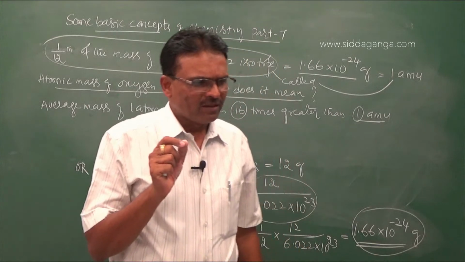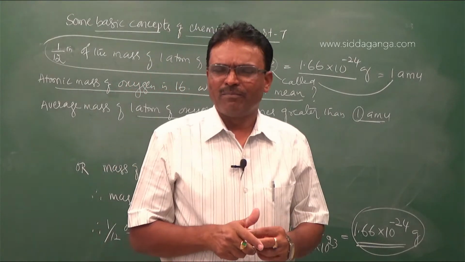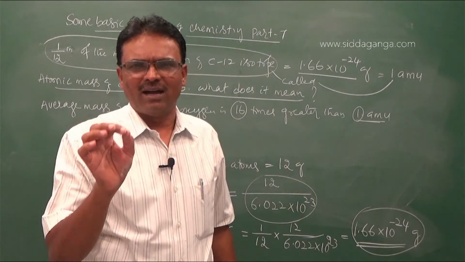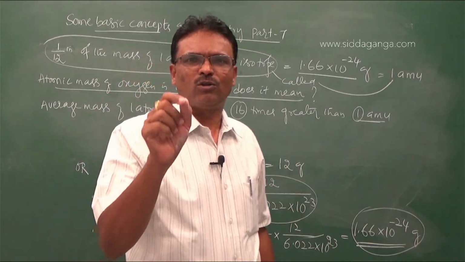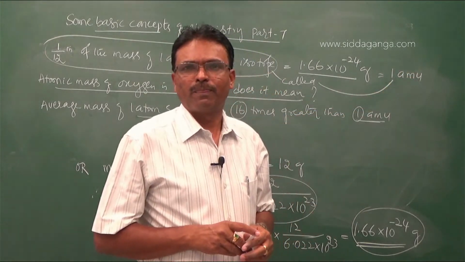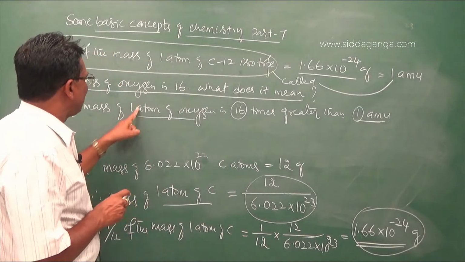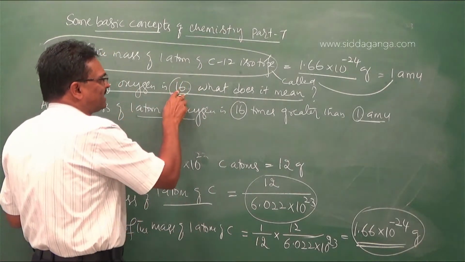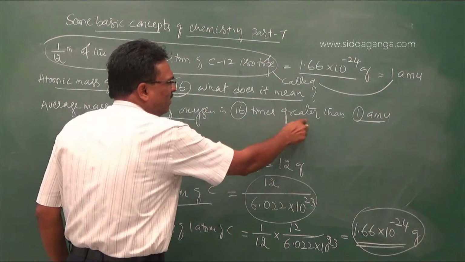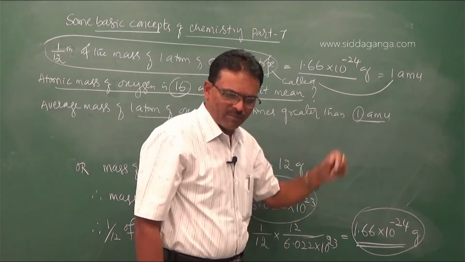Is it understood? So atomic mass unit means 1/12 of the mass of 1 atom of carbon-12 isotope. That is called 1 atomic mass unit. So the average mass of 1 atom of oxygen is 16 times greater than 1/12 of the mass of 1 atom of carbon-12 isotope, or 1 AMU.